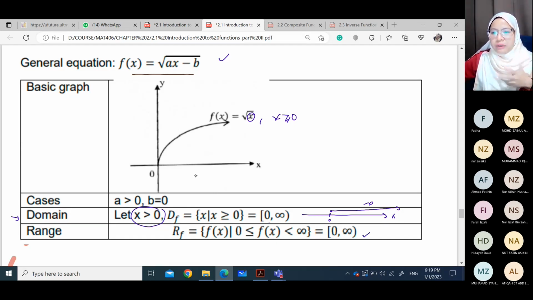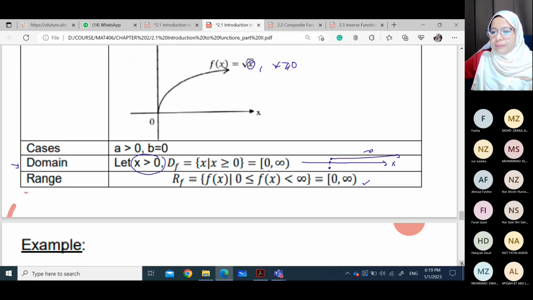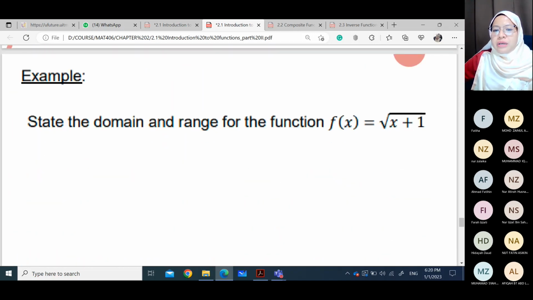Dia sentiasa positif. Sebab tu kalau nampak graf dia, dia macam ni. So X sentiasa positif, Y pun sentiasa positif. Alright, so this graph macam ni lah untuk square root. Alright. Okay, so this one state the domain and range for the function f.